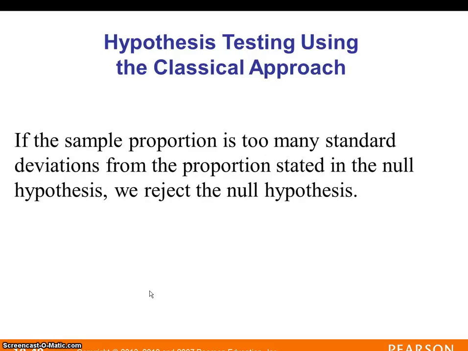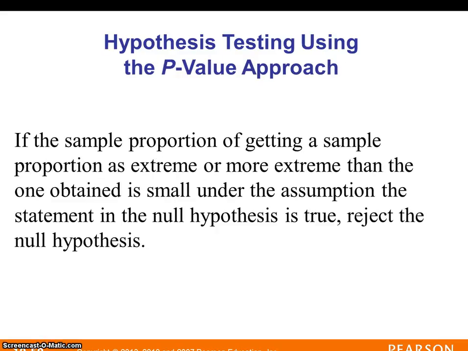Now there are two different ways we can test hypotheses. We can use what's known as the classical approach and the p-value approach. So let's look at the classical approach first. If the sample proportion is too many standard deviations from the proportion stated in the null hypothesis, we will reject the null hypothesis. An alternative way to test whether a hypothesis is true or not is using the p-value or probability value approach. If the probability of getting a sample proportion as extreme or more extreme than the one obtained is small under the assumption that the statement in the null hypothesis is true, we reject the null hypothesis.